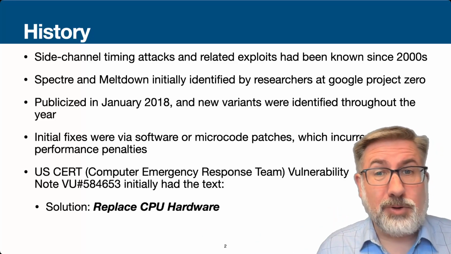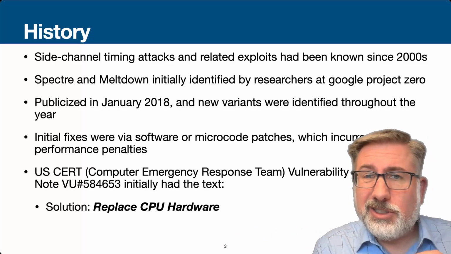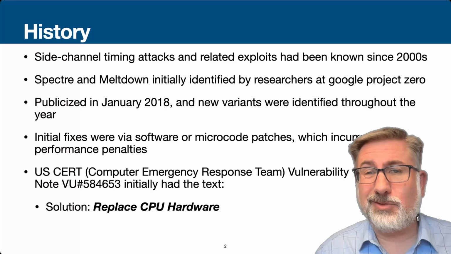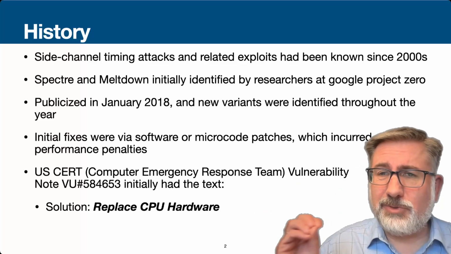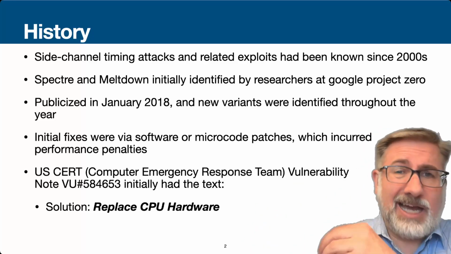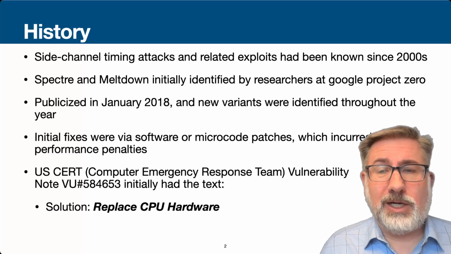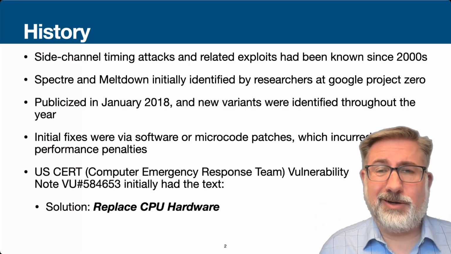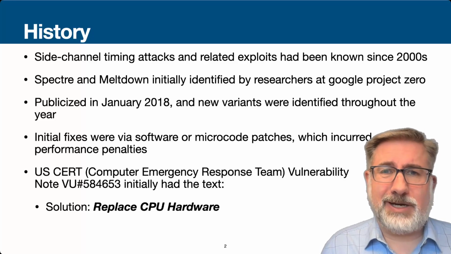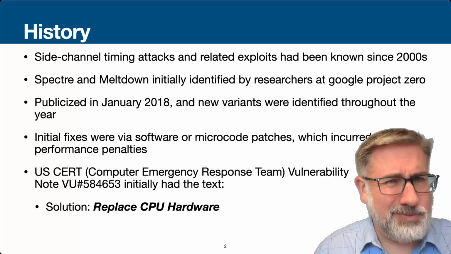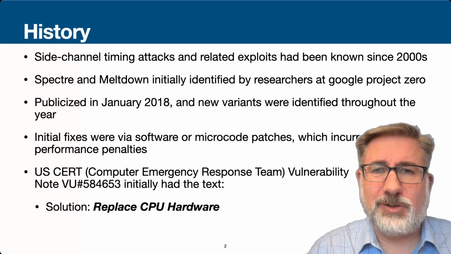And they discovered this process whereby you can steal secret information from a memory space that you don't have access to, right? If I'm the attacker and you're the victim, you're keeping a secret in your memory space, I can steal it using this mechanism. And the solution that was proposed was to replace your hardware, right? All CPUs are affected by this, and so we should just get new CPUs. This was the initial response when this vulnerability was announced.